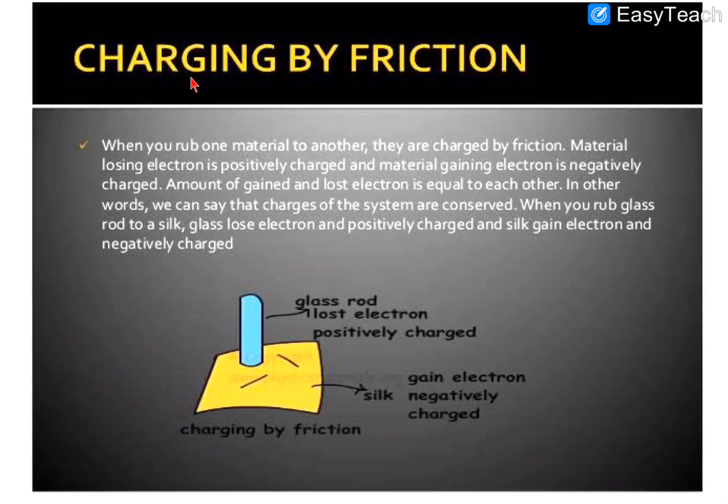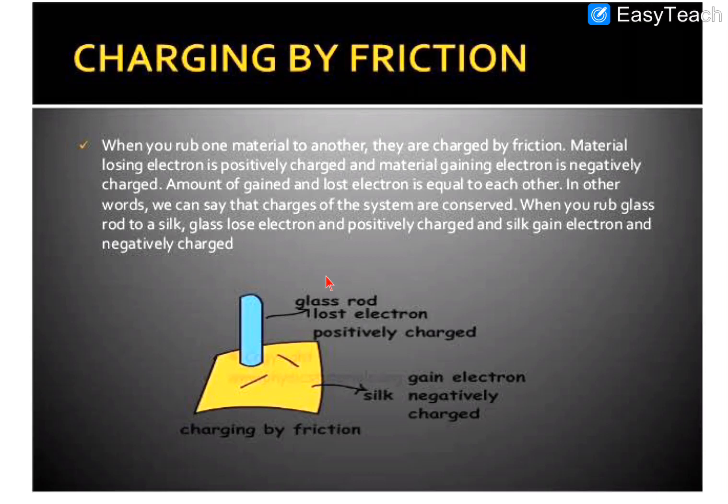So the first method is charging by friction. You all know what friction is. When one material is moving over another material, then those materials will exert a force on the other material. This force is called a frictional force. So by this frictional force, you can charge a material. That is the first method, charging by friction. So how is it possible?